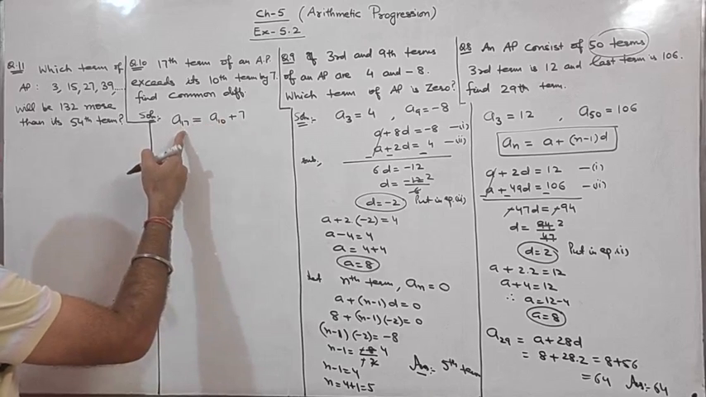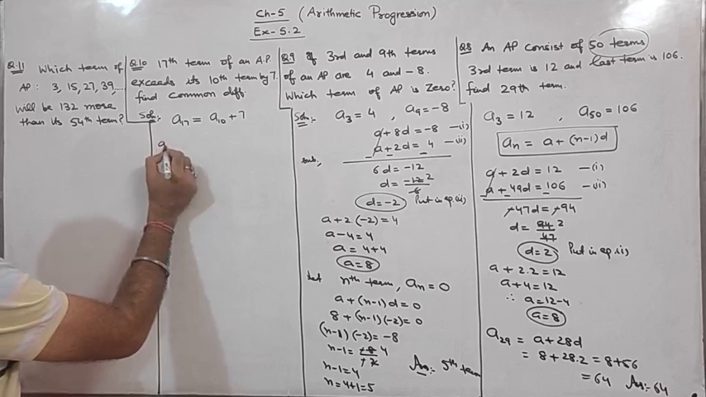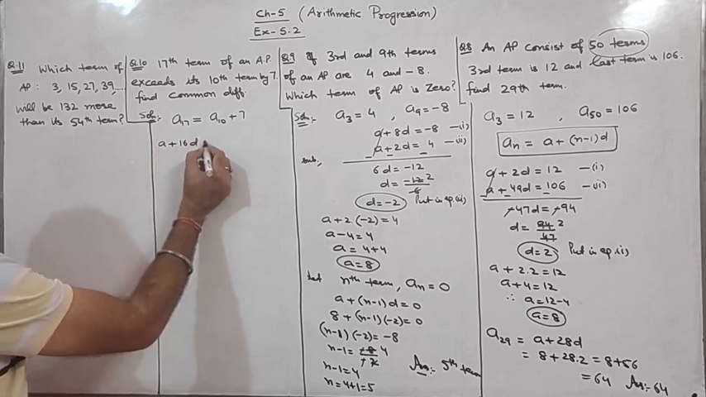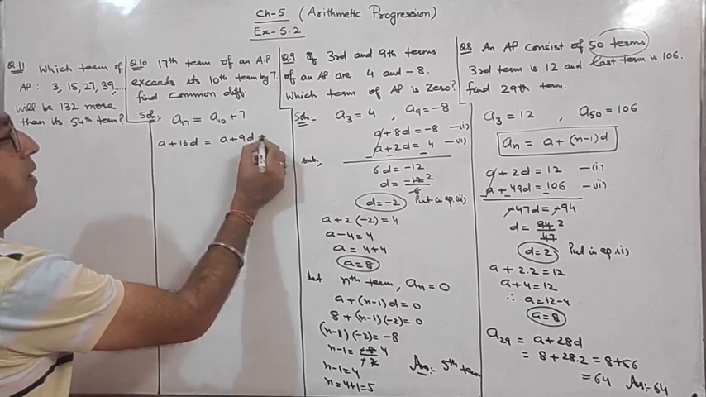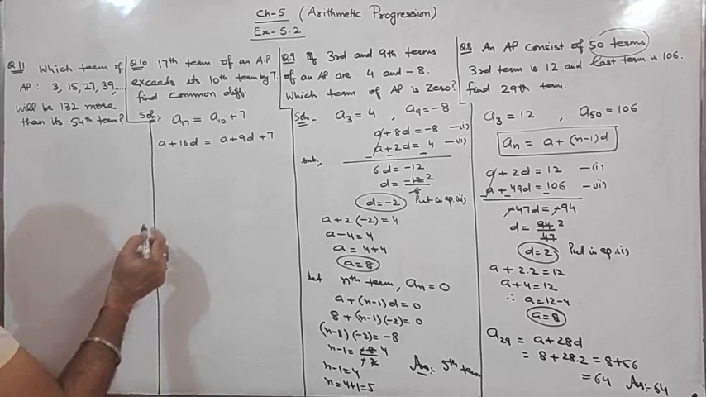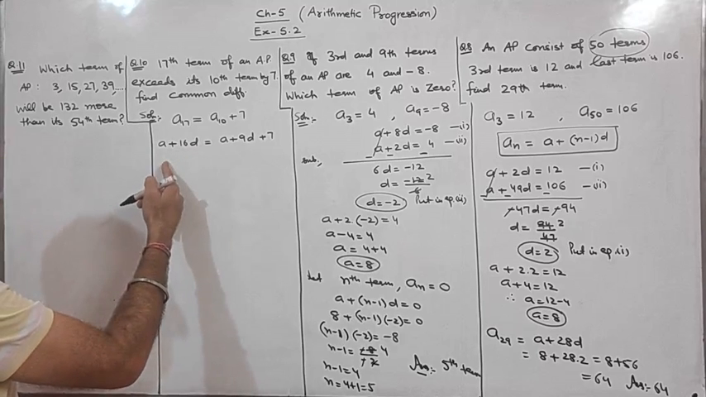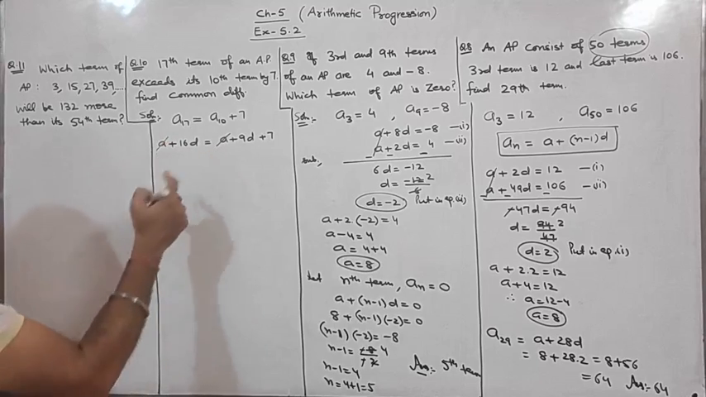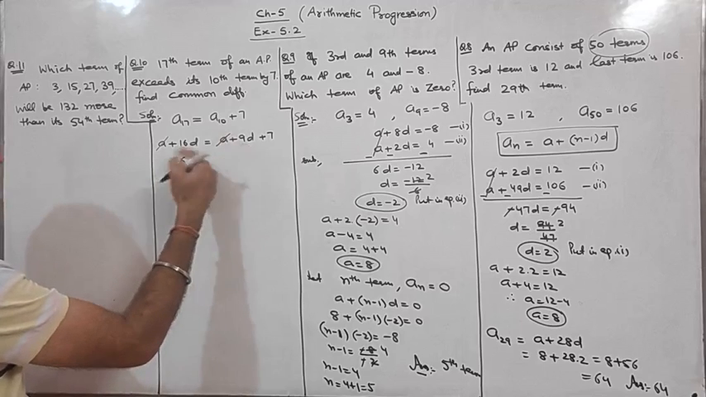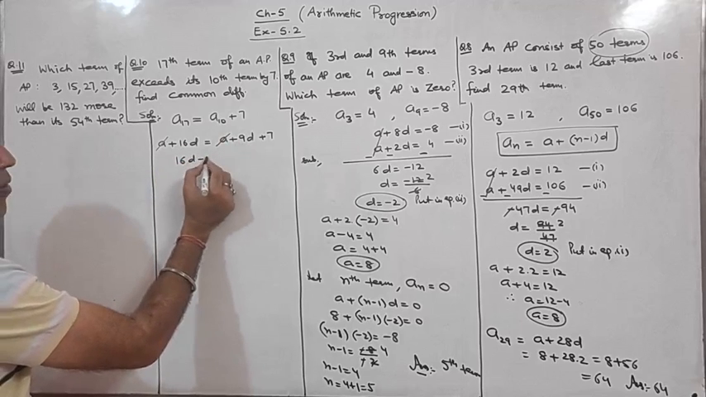Now the formula for the 17th term is A plus 16D. The formula for the 10th term is A plus 9D, plus 7. You see there is A on both the left and right hand side, so we can cancel them with the same sign.